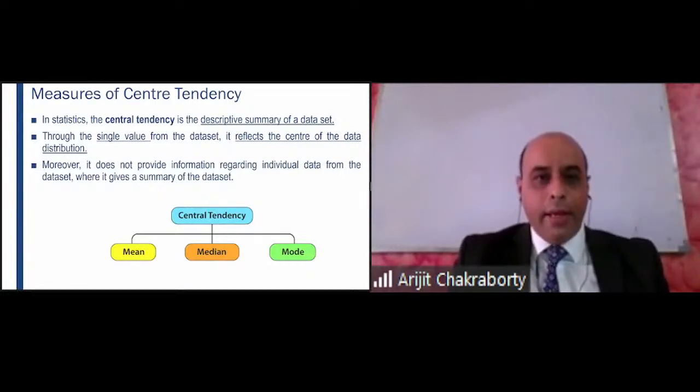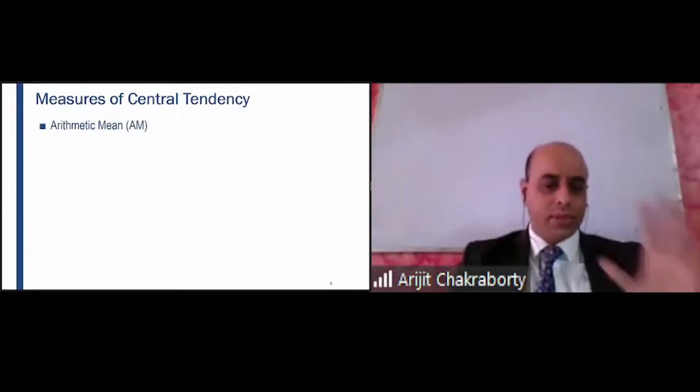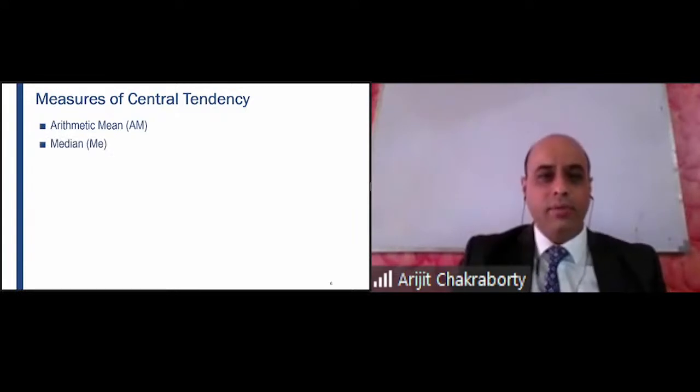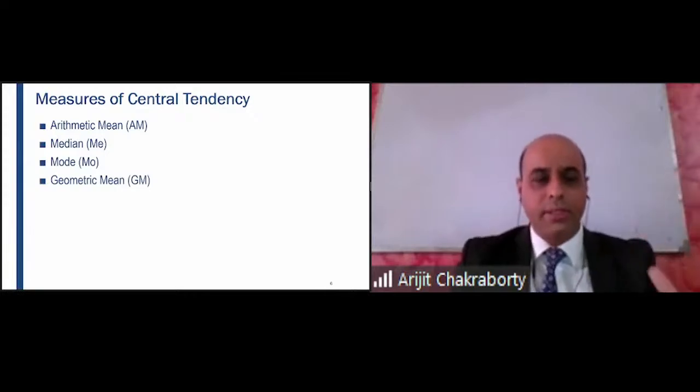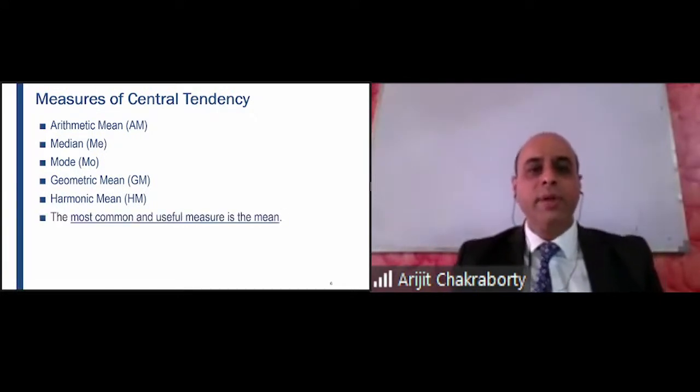Okay. Firstly, let us look at arithmetic mean, the first type of central tendency. So here, what is arithmetic mean? Now, let me first share the types of averages we have: arithmetic mean, median, mode, geometric mean, and harmonic mean. Arithmetic mean is the simple average.